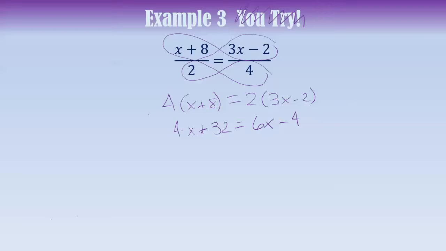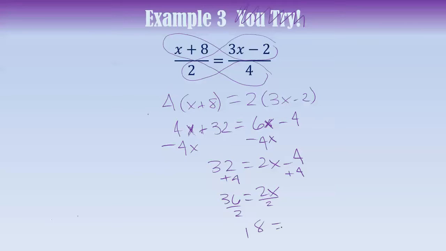Now I want to isolate my variable, and I've got an x on this side and an x on this side. So I'm going to choose one of them. I'm going to subtract 4x from each side. I like to go with the smaller of the two, so my coefficient stays positive. So then we're left with 32 equals 2x minus 4. I'm going to add 4 to each side. 36 equals 2x. I'm going to divide each side by 2. We get 18 equals x. There we go.